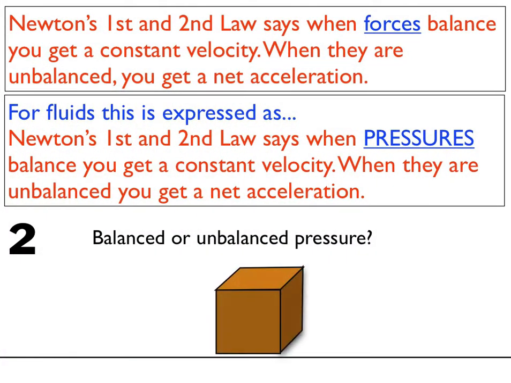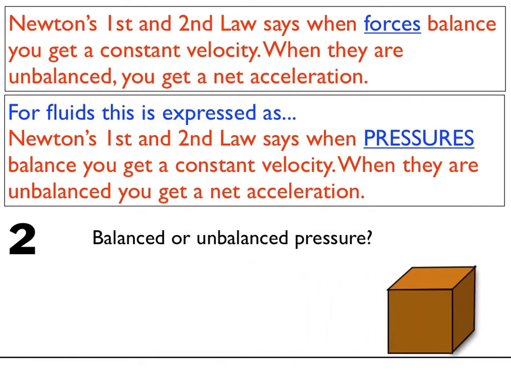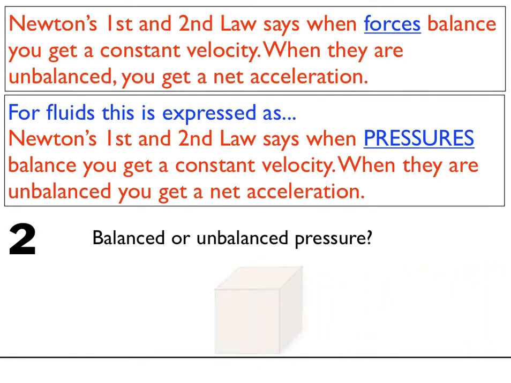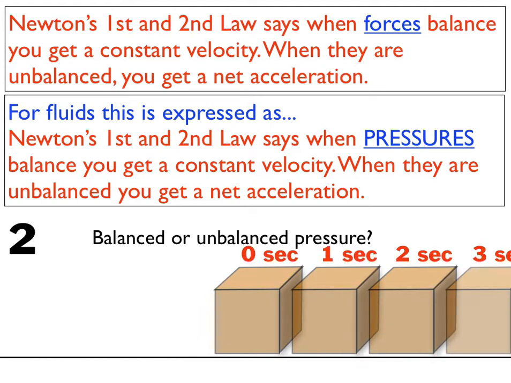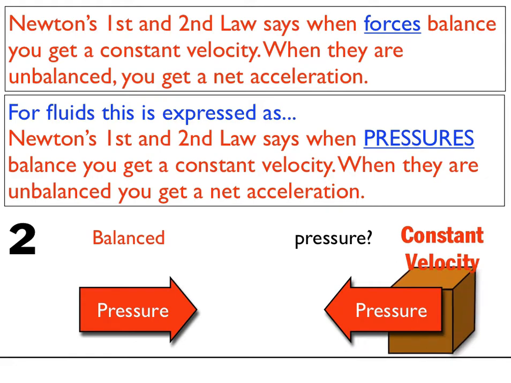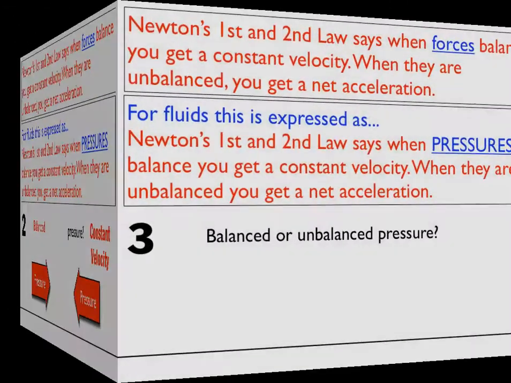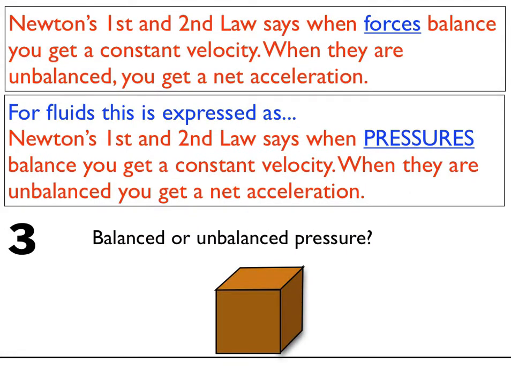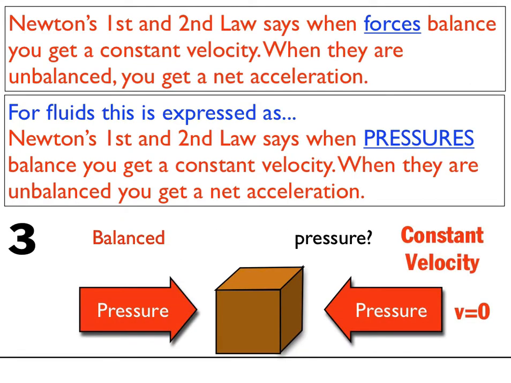Balanced or unbalanced? Now let's look at it every second of the motion. I can see the distance between the boxes is equally spaced, so the pressures are the same. It's balanced. It's a constant velocity. Let's go again and try one more. Balanced or unbalanced? Okay, it's done. It's balanced because it's moving at a constant velocity. In other words, it's a constant velocity of 0. Kind of boring, but constant velocity of 0.